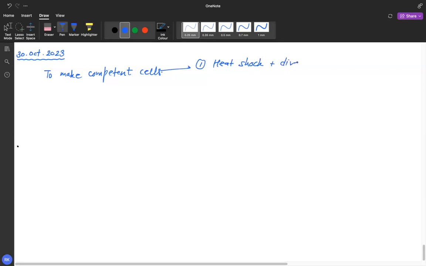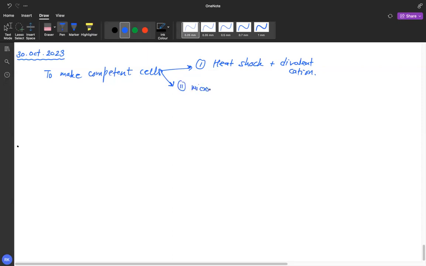So the first method was heat shock using divalent cation. The second method, which is not used mostly on bacterial cells but on animal cells, which are big cells or single-celled eggs or zygotes, is called microinjection.